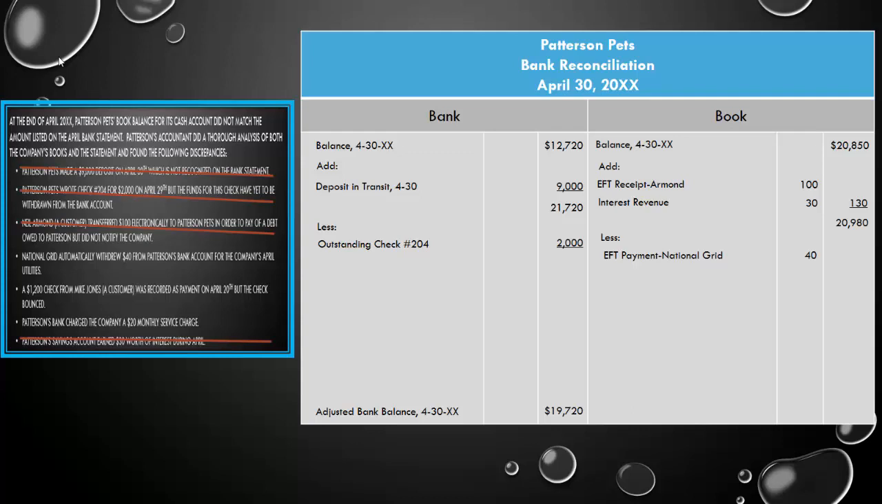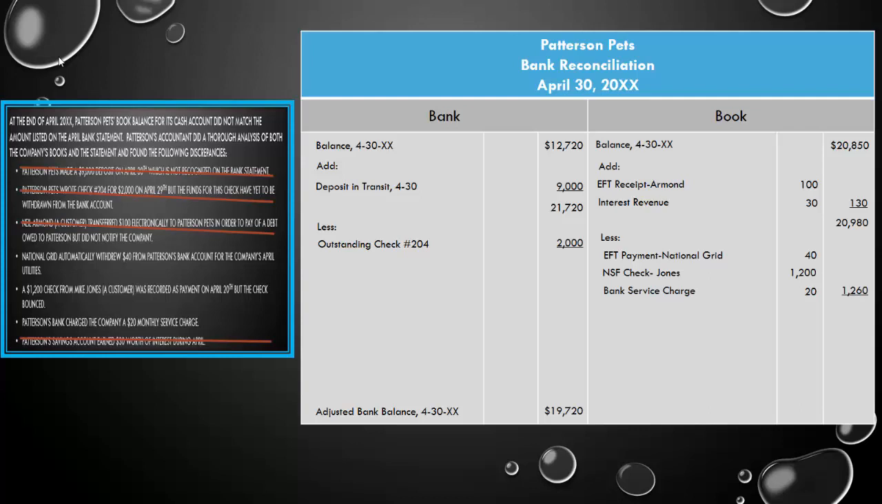We thought it was good, so we added that $1,200 to cash on our books at the time we received the check. But we never actually got it into our bank account, which means we got to take it off our books now. So let's reverse out this NSF check for Mr. Jones for $1,200. And lastly, the bank is charging us a service charge of $20, which means we have a total amount of subtractions of $1,260.